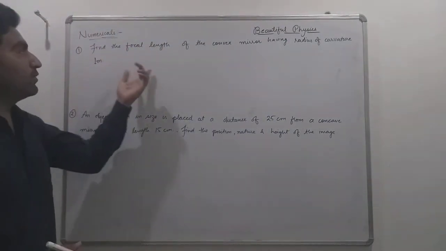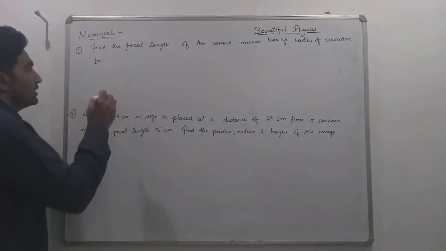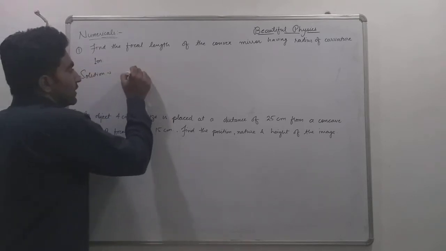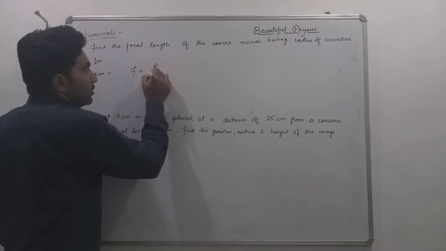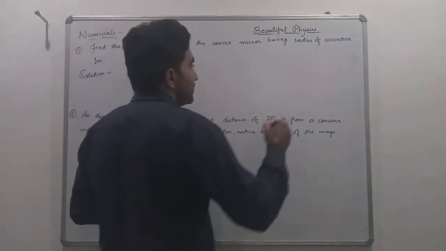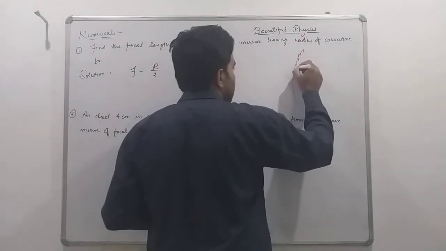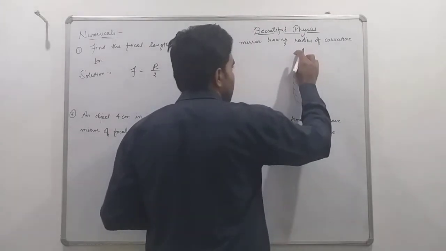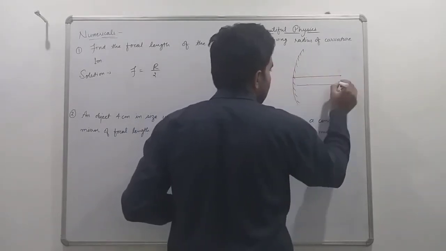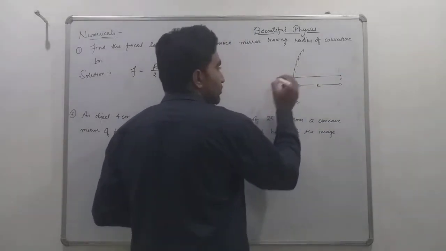Our first question is, find the focal length of the convex mirror having a radius of curvature 1 meter. So guys, as we know, the focal length f is equal to r by 2, half of the radius of curvature. If we draw a convex mirror, you know that a convex mirror is drawn in this form, and the radius of curvature lies on this side. Here is the radius of curvature, this is the center of curvature, and this is the point pole.